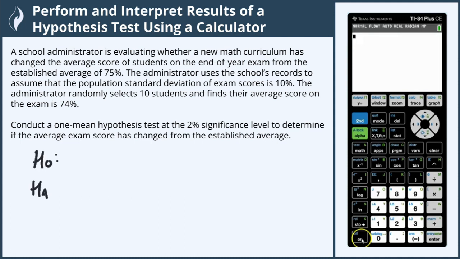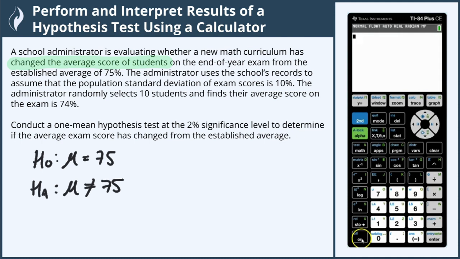hypothesis. The null hypothesis is always the status quo. We assume things haven't changed. So that would be that the mean is 75. The alternative hypothesis, since we're using the phrase here, change the average scores of the students, so it doesn't say increase or decrease, I'm going to say that the alternative hypothesis is that the mean is no longer 75.